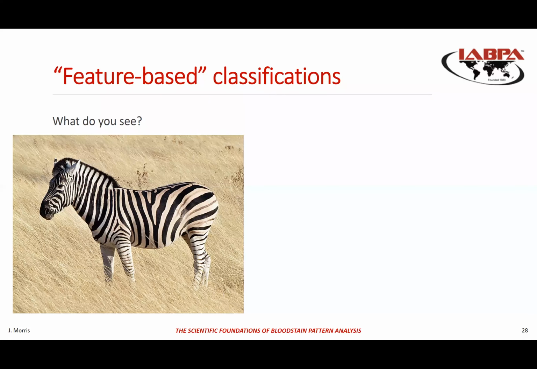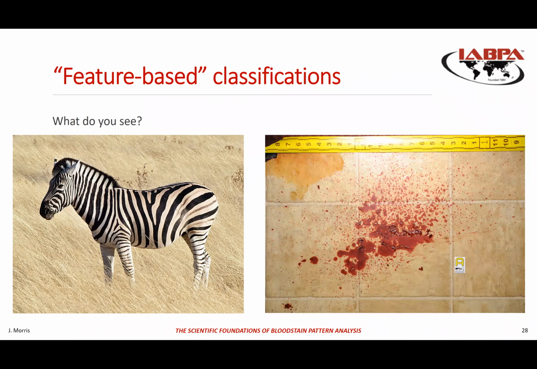But the conclusion is based on observations. When we apply this to BPA, what do you see? For trained analysts, you can look at this picture and almost immediately say, I see a drip pattern. But again, that is a conclusion. The features are what you really see, and then you interpret that into a drip pattern.